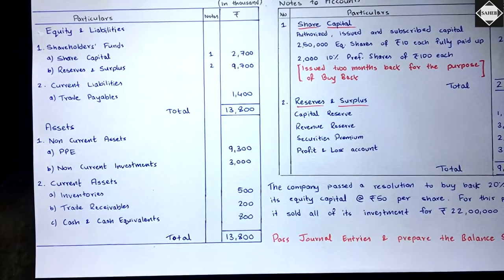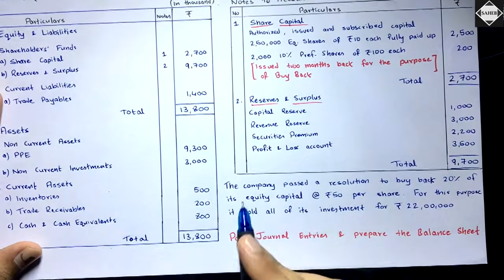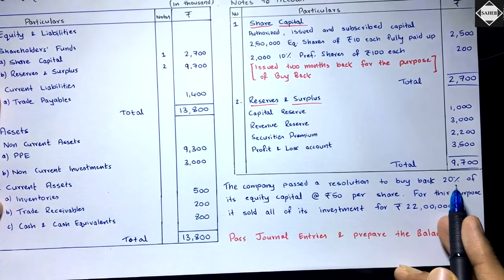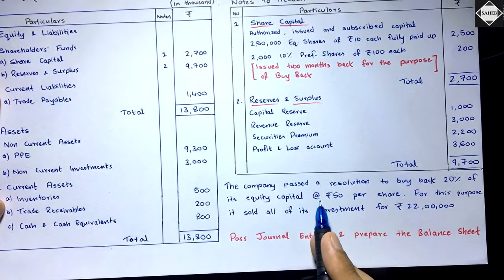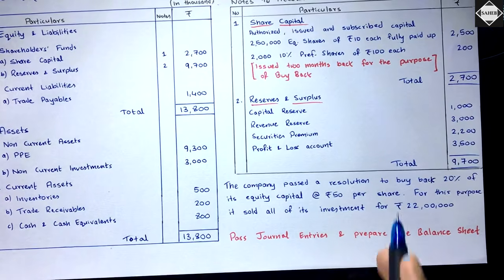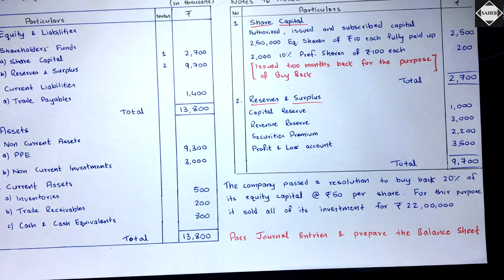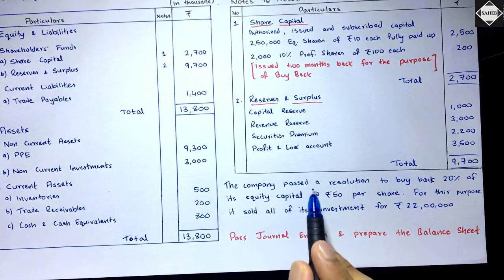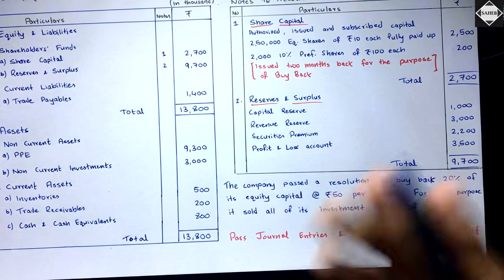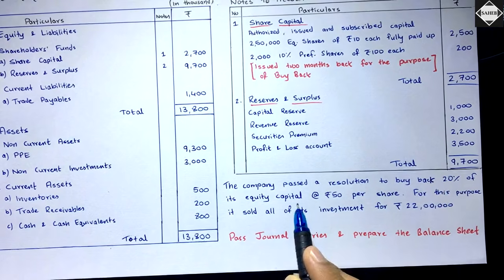Right. Then see here, the company passed a resolution to buy back 20% of its equity capital at rupees 50 per share. So the company has already passed a resolution, we don't have to test anything. So directly we can go for buyback, and it is 20% of its equity capital.